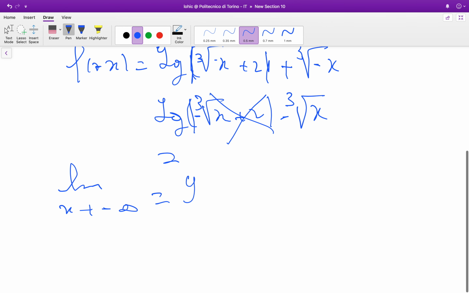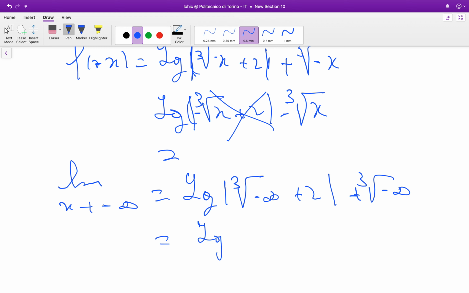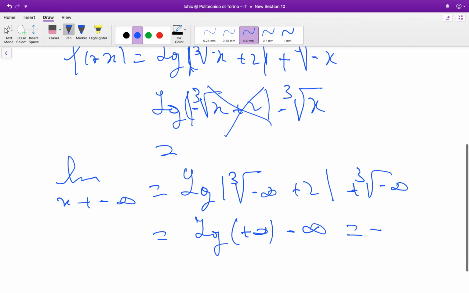It will give us the logarithm of the absolute value of the cubic root of minus infinity plus 2, plus the cubic root of minus infinity. But keep in mind that this will give the logarithm of, at the end, the cubic root of minus infinity, which is minus infinity, plus 2 is minus infinity. The absolute value gives plus infinity, and here this is minus infinity. So we will get plus infinity minus infinity. This is as usual an indeterminate form.